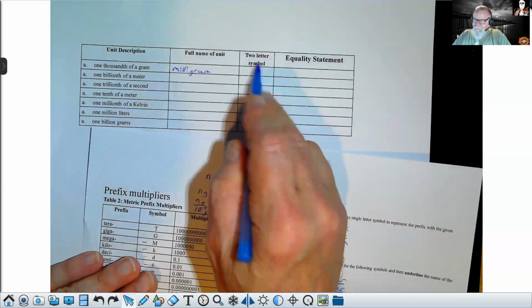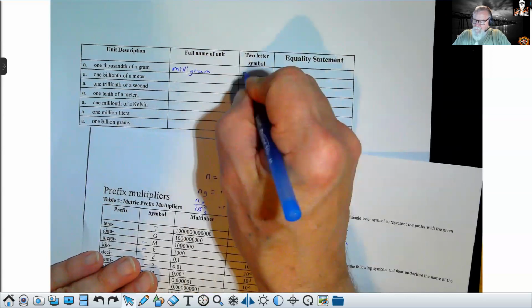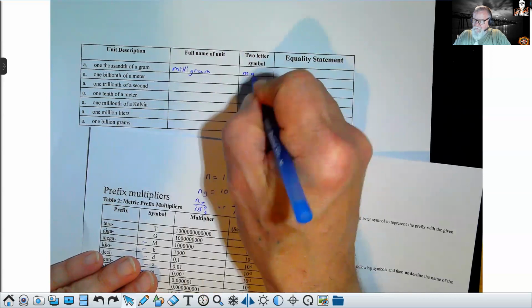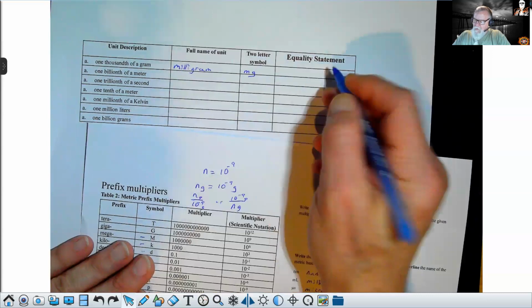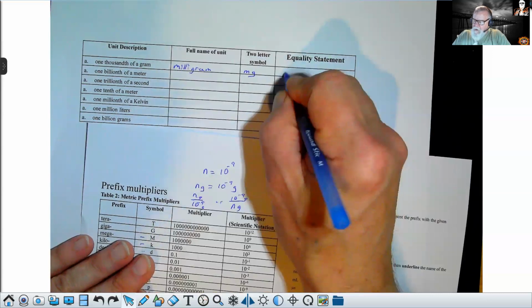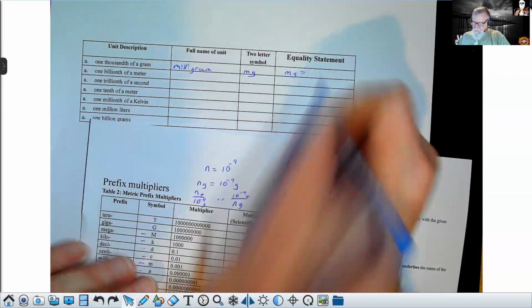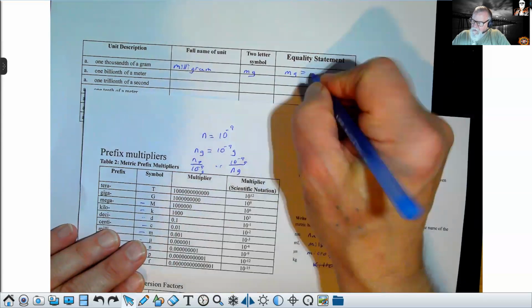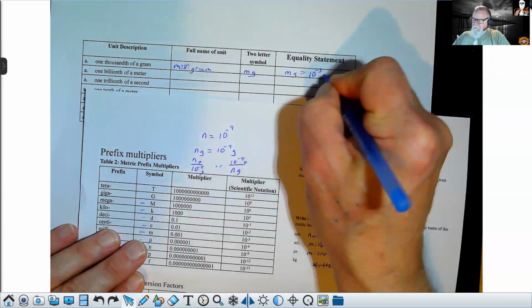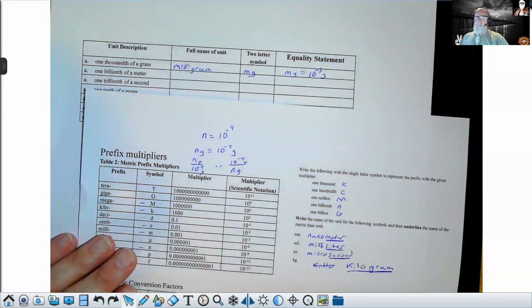This 2-letter symbol would be small m for milli and small g for gram. And then the equality statement would be that milligram is equal to 10 to the negative 3 grams. All right.